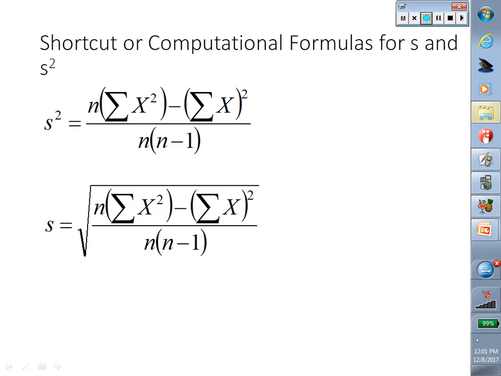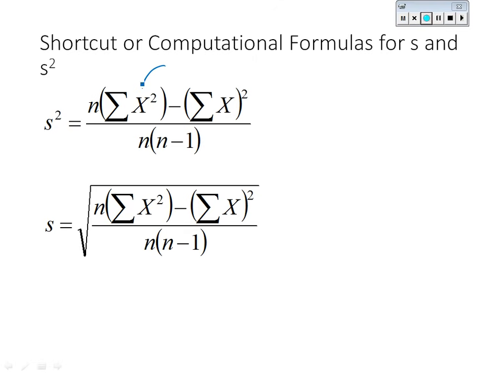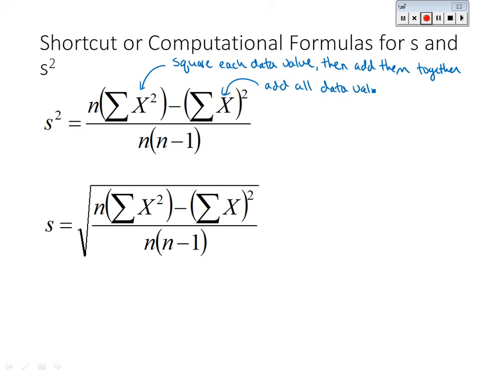There are some shortcut formulas, and sometimes I don't know how much of a shortcut they really are. Symbol-wise, I'm not going to go through and use both of these for our data, but I just want you to be aware what the symbols mean. For this piece right here, this means to square each data value then add them together. This piece means add all data values together then square the result.